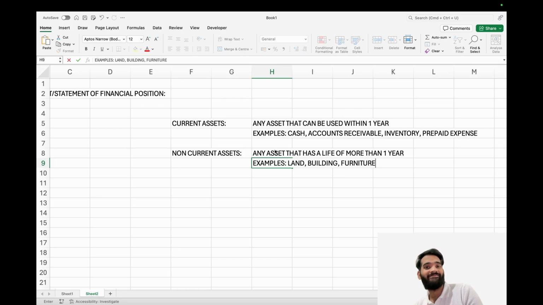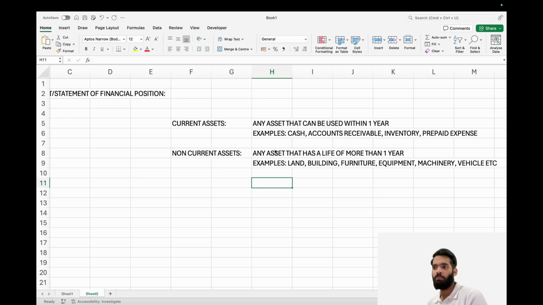Furniture, equipment, machinery, vehicle, and so on. These are the common ones I mentioned. Again, it's always good to know the common ones. So the moment you see that in the question, you know this is non-current, right? It makes it a little bit simpler to solve the balance sheet.